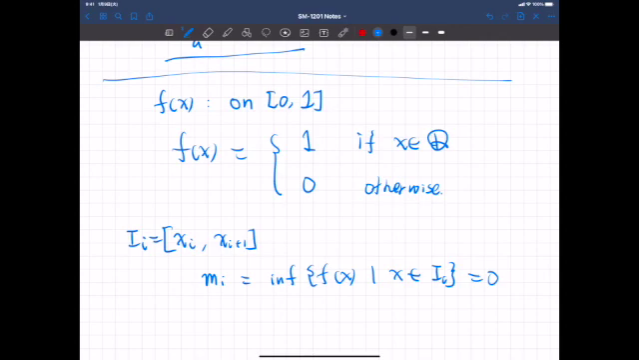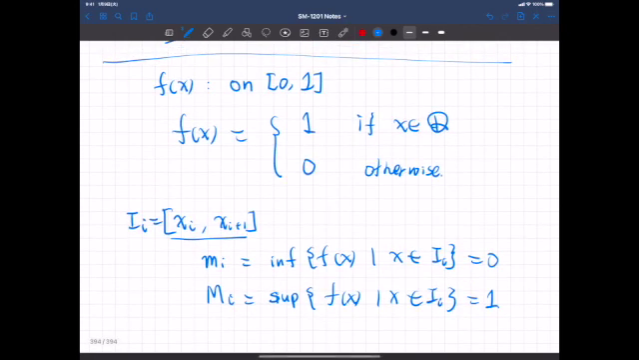Because however small this interval is, there are always irrational numbers in there. So the infimum should be 0. And the supremum of this function within this interval should be 1, because again, rational numbers are dense everywhere. So there is always at least one rational number in any interval. So its supremum should be 1.